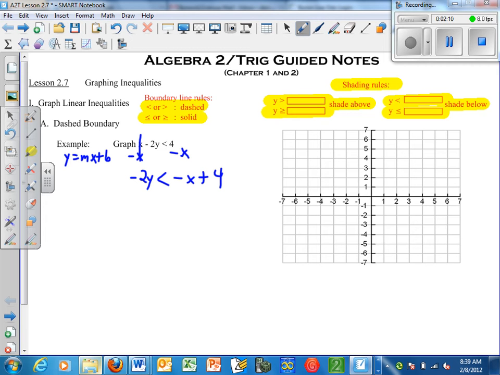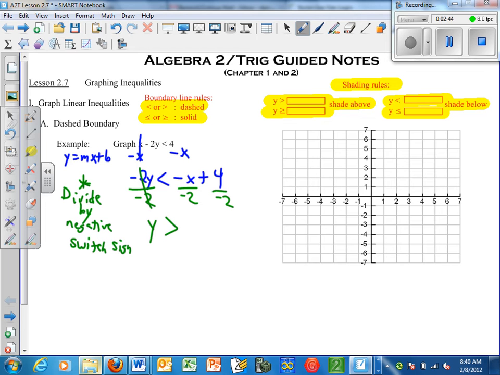Now we want to undo, over here on the left we've got multiplying y by negative 2. We need to undo that. So we divide by negative 2. We take each term here and divide by negative 2. Don't forget, when you divide or multiply by a negative, what do we need to do? Switch the sign, the direction of the inequality sign. Do not forget this. If we would have divided by positive 2 here, we wouldn't switch it. So I need to switch the direction of it because I divided by a negative 2.